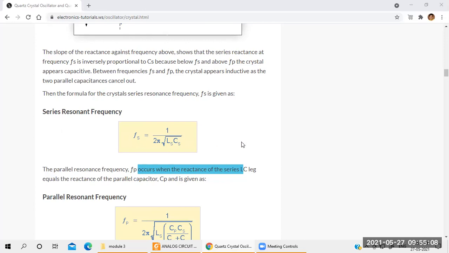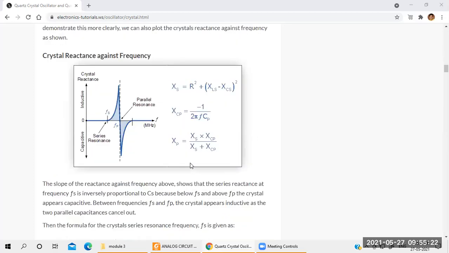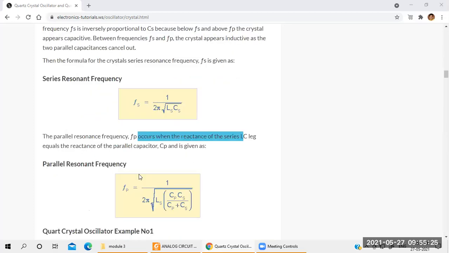Understood? So this LC combination, inductance and capacitance, these two are equivalent to the parallel plate capacitance. Same thing, next you take the parallel resonant frequency. Parallel means that you include the parallel capacitance. Because there are two capacitances in the circuit, you have to take C equivalent. So you take Fp is equal to 1 divided by 2 pi square root of L into Cp into Cs divided by Cp plus Cs.